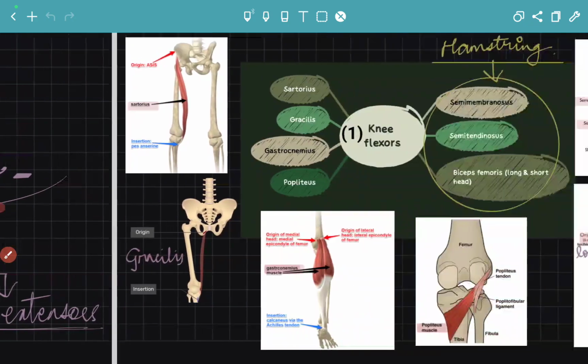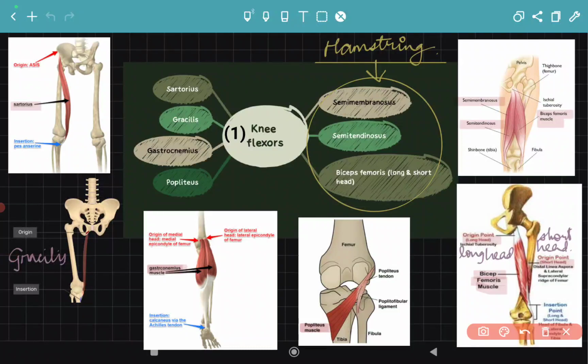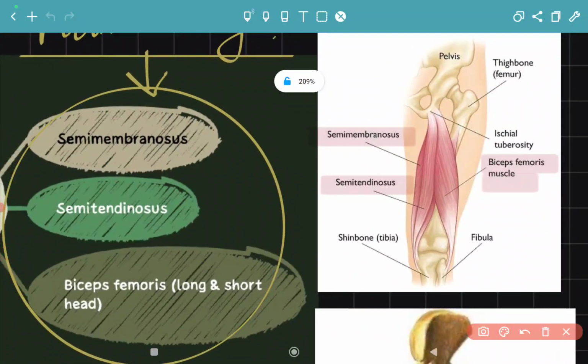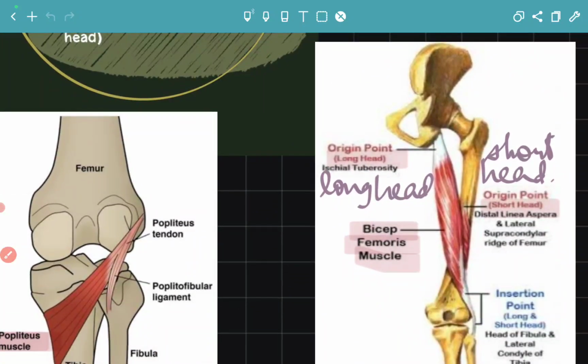So let's see what all knee flexors are there. Knee flexors include semimembranosus, semitendinosus, and biceps femoris long and short head. Those will form hamstring group of muscles, which can be appreciated over here. So we can appreciate semimembranosus, semitendinosus, and biceps femoris long head as well as the short head. The biceps femoris can be clearly seen over here, the long head as well as the short head.